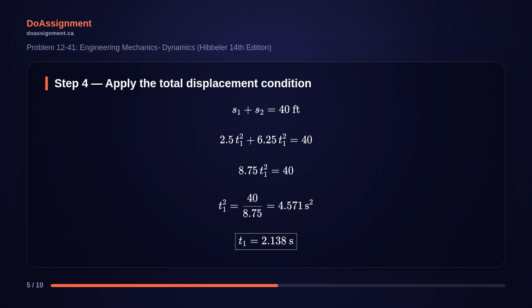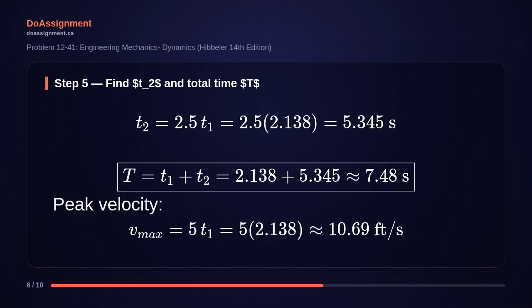Adding both displacements and setting the sum equal to 40 feet, we get 8.75 times t1 squared equals 40. Solving, t1 squared is about 4.571 seconds squared, so t1 is approximately 2.138 seconds. From t1, we find t2 equals 2.5 times 2.138, which is about 5.345 seconds.